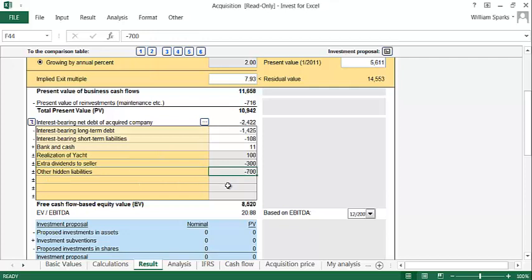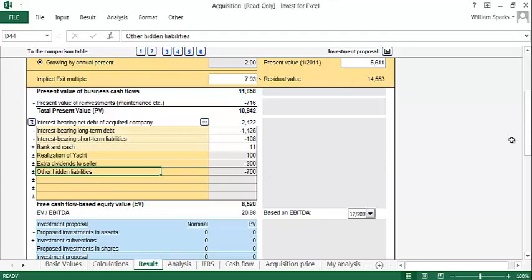Then we think that they don't show all the possible liabilities in the balance sheet. Maybe there's some lawsuit coming, or maybe they're too optimistic about some receivables, the opposite of liability. We make some adjustment here of 700,000. There are some hidden liabilities in the business.